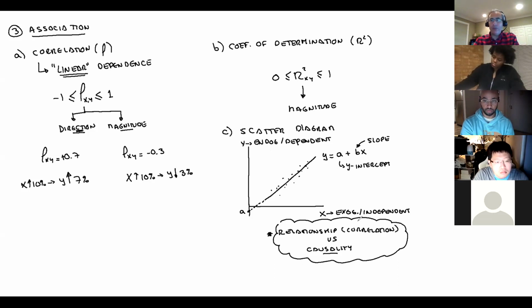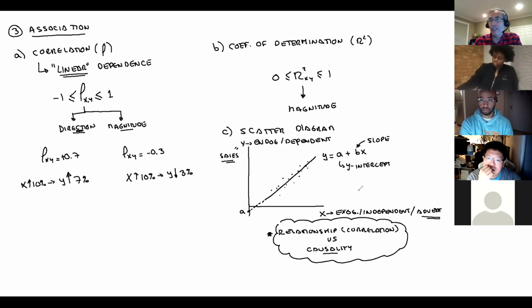Got it? One typical example is the following. Imagine X is advertising and Y is my sales. The higher the advertising, the higher the sales. Do you agree? So that's a positive relationship. Normally, what we believe is that advertising causes sales. That's why people invest a lot of money in advertising just to improve their sales. Make sense to you? But now, if you reverse this, sometimes we can say that the more the sales, the more you advertise. So which one causes which? That's a different question.